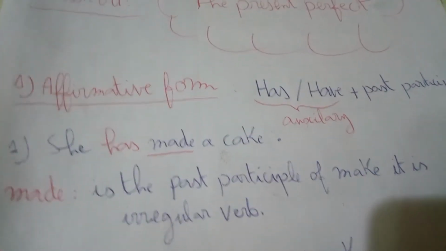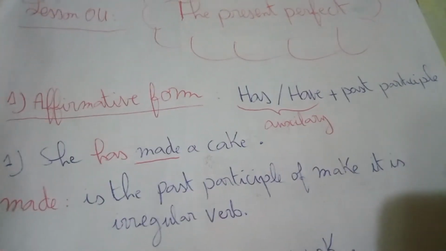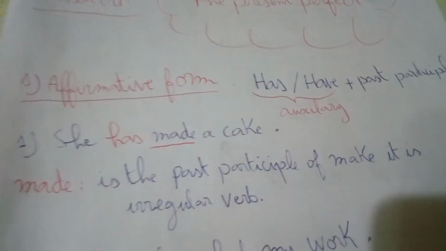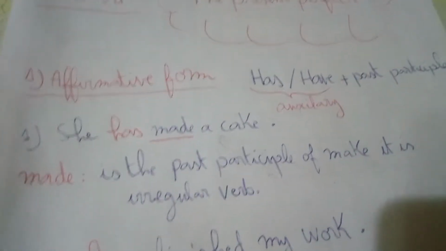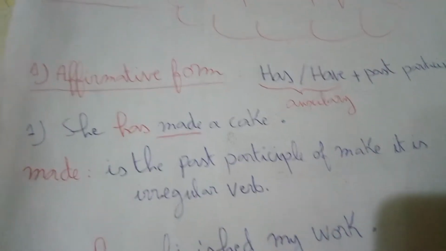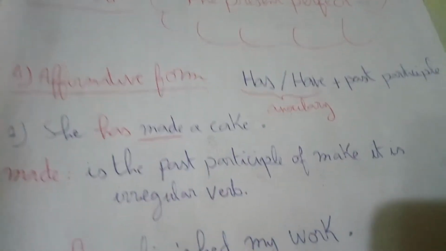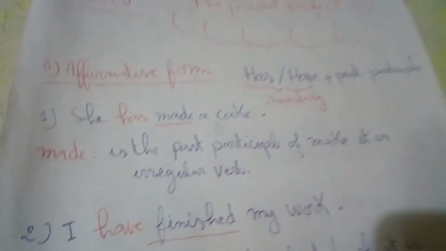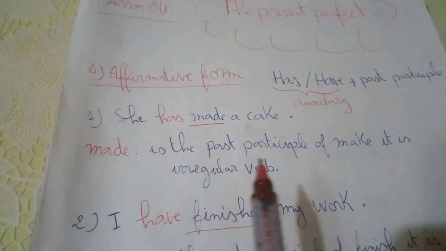And I told you when we started in the first meeting, I told you to learn by heart the list of regular and irregular verbs. They are very important, and you should know the regular and the irregular verbs in order to conjugate a verb. Okay, so has or have plus the past participle of the verb. I will give you an example. She has made a cake.